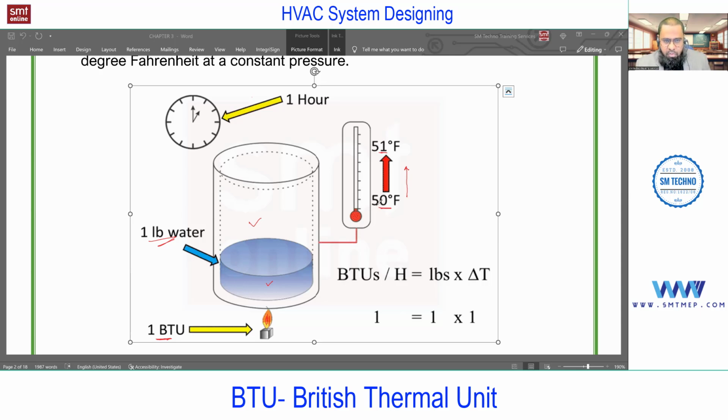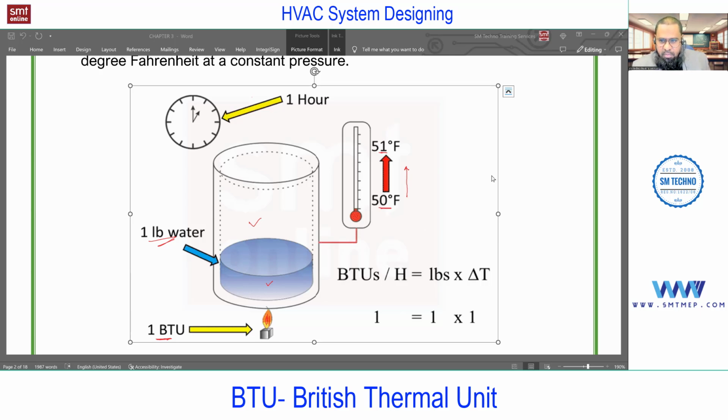That's it. So in the English system, we can say the specific heat of water is what? Yes, online? 1. Because specific heat is what? Specific heat is for unit mass to raise 1 degree Fahrenheit. That is specific heat. So here 1 BTU is the specific heat for water to increase 1 pound of water by 1 degree Fahrenheit. So here we are considering a unit quantity and 1 degree Fahrenheit. Remember, this will be used at the time of calculation. So the specific heat of water in the English system is 1, right?